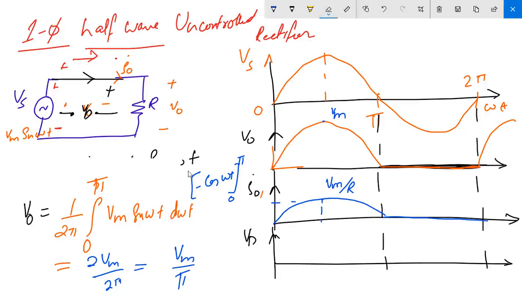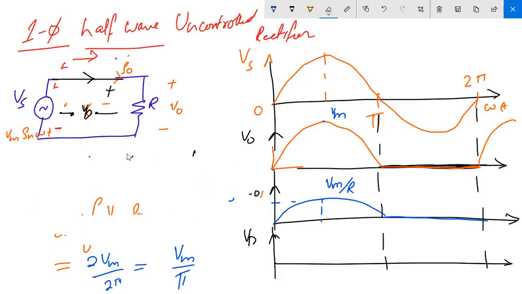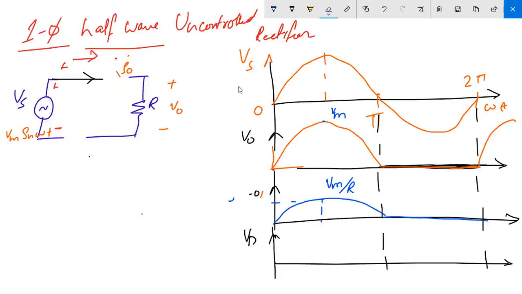Let us discuss the conduction of your SCR. So during the positive half cycle, this is the waveform, the diode is conducting. What happens to the VD? During the conduction, VD will be 0, right? So VD is 0.